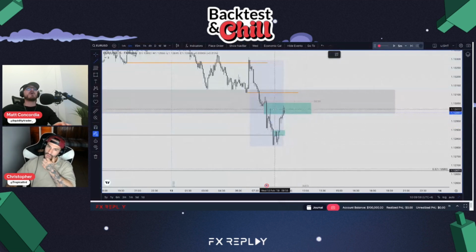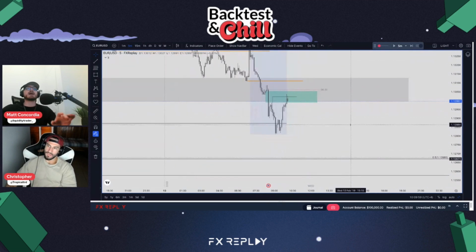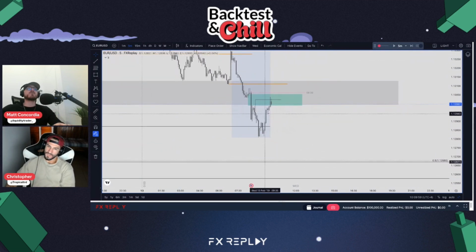This is why I'm always cognizant of that. I always want to see a short at a high, not at a continuation low. That's just from what I've noticed. It doesn't work for me.